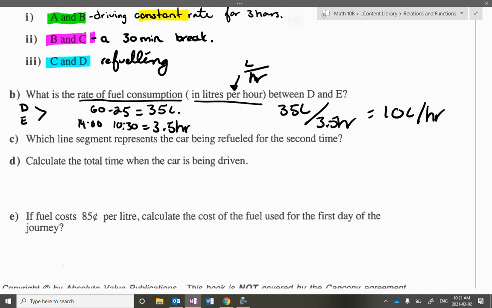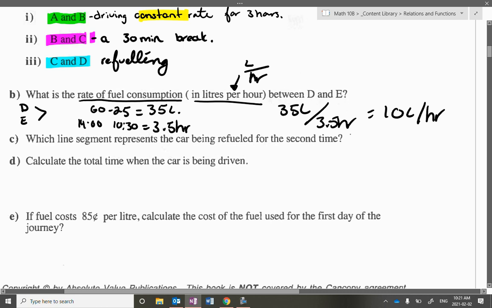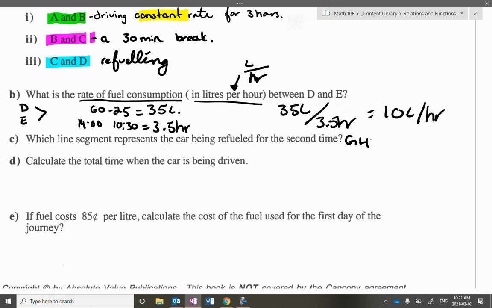Which line segment represents the car being refueled for a second time? Good. Do alphabetical, GH, like as time passes, it would hit G first and then go up to H. So GH, they refuel a second time. Our gas tank gets filled up.